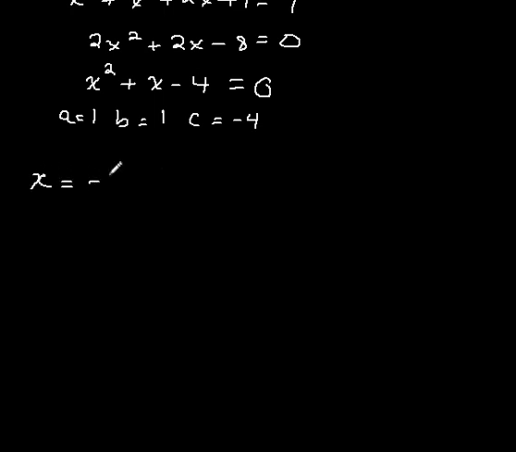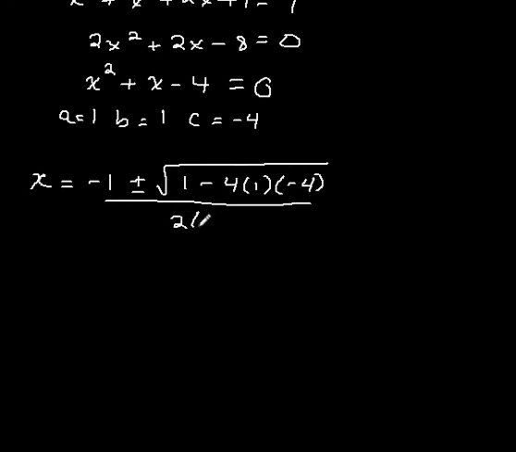x equals negative b plus or minus the square root of b squared, that'd be 1, minus 4 times a times c, all over 2 times a. Plug those in. Negative 1 plus or minus the square root, that would be 16 plus 1 is 17, over 2. Now you can see we have two answers for our x. We have negative 1 plus the square root of 17 and negative 1 minus the square root of 17, over 2. But now we have to find our y.